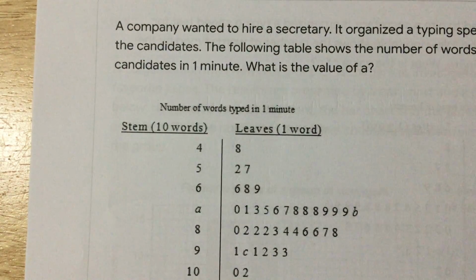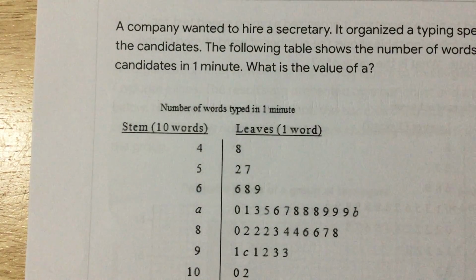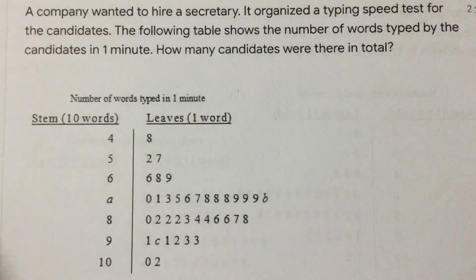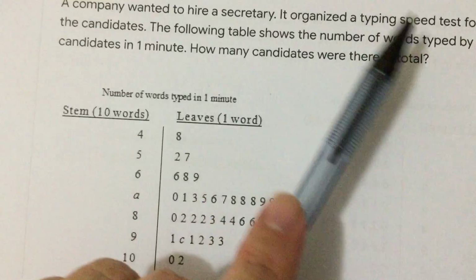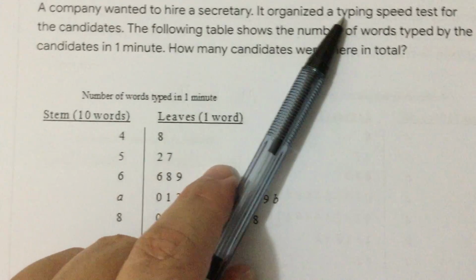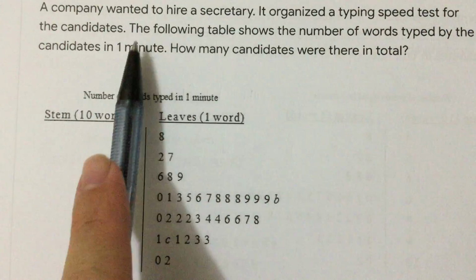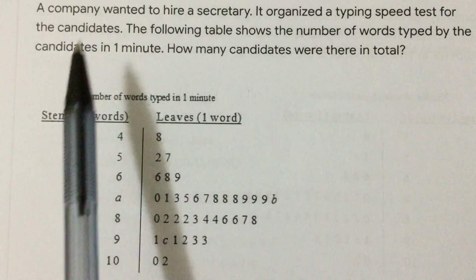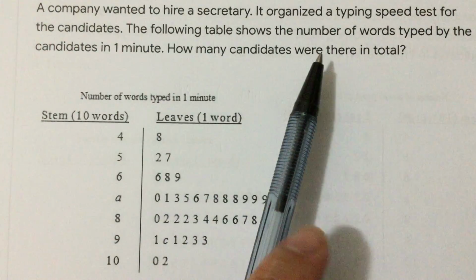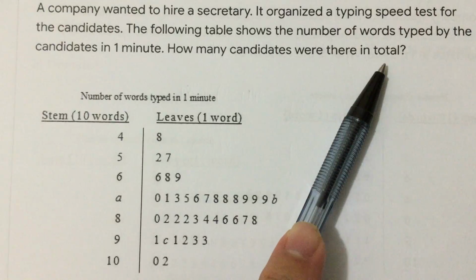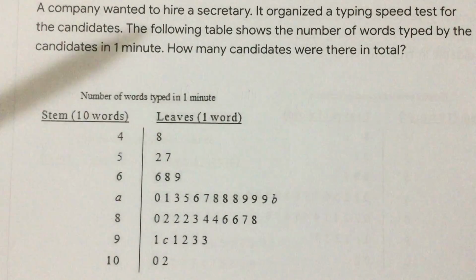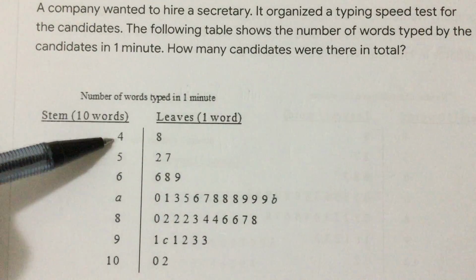Okay, next, we will go to another question for the stem and leaf. For the stem and leaf question, we will have the first question. A company wants to hire a secretary and it organizes a typing speed test, 打字測驗, for the candidates. The following table shows the number of words typed by the candidates in 1 minute. How many candidates were there in total? So you must know every leaf will be one candidate. So you count the number of leaves, okay? Don't count the number of stems. This is not for it.